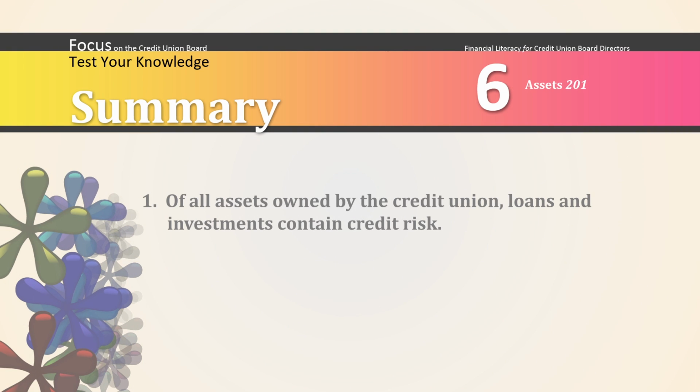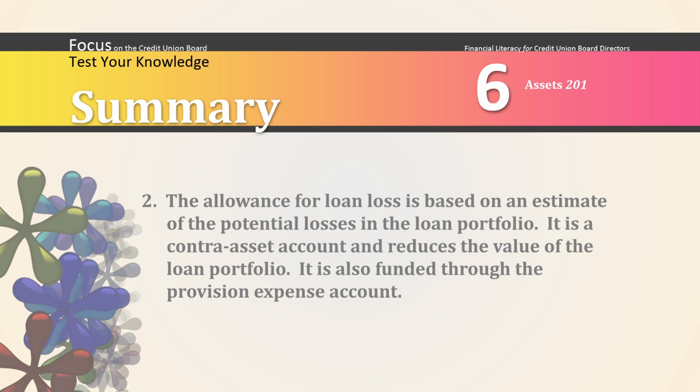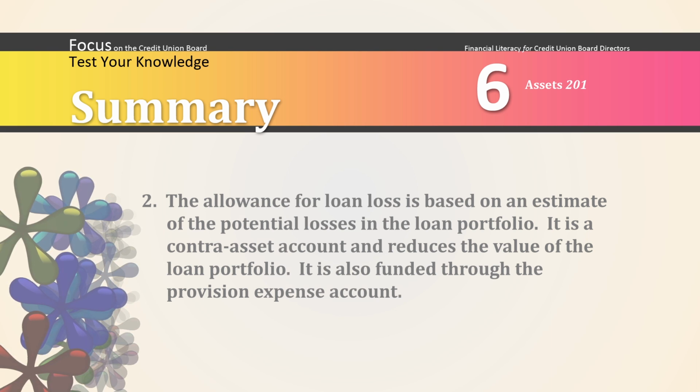Of all assets owned by the credit union, loans and investments contain credit risk. The allowance for loan loss is based on an estimate of the potential losses in the loan portfolio. It is a contra-asset account and reduces the value of the loan portfolio. It is also funded through the provision expense account.